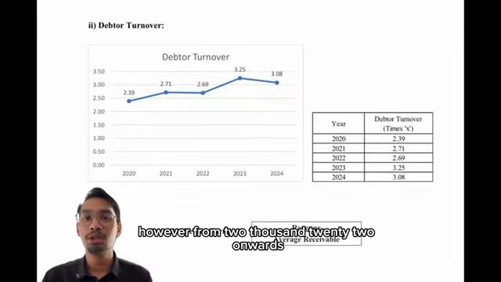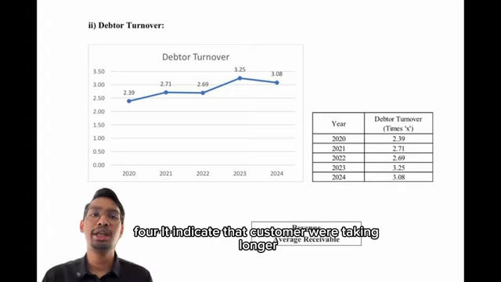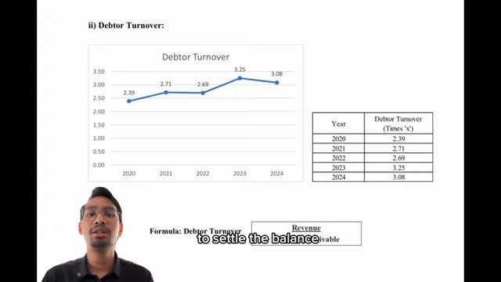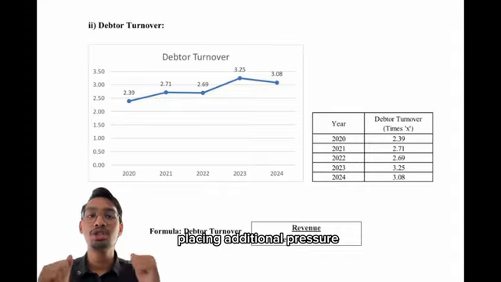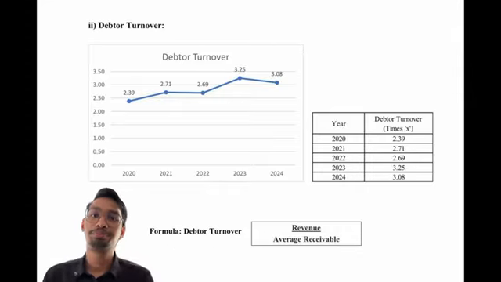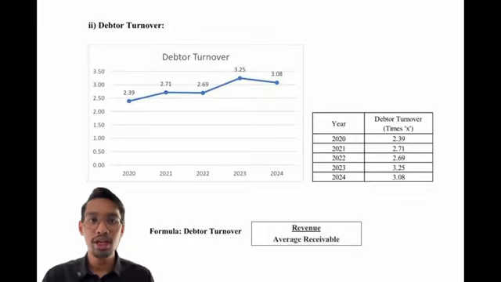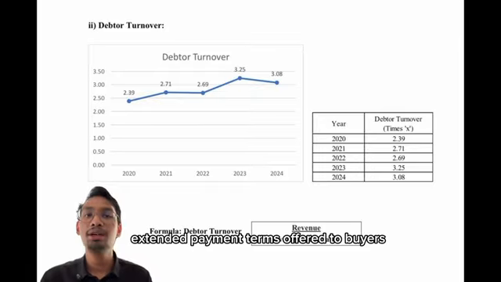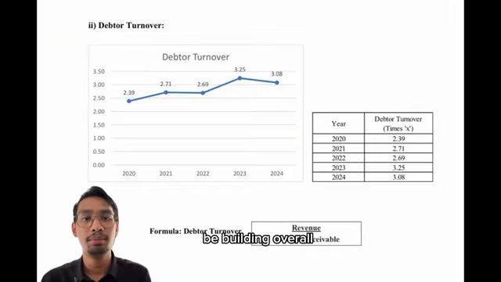However, from 2022 onwards, the debtor turnover ratio began to decline. This decline became more noticeable in 2023 and 2024. It indicates that customers were taking longer to settle the balance. As a result, the average collection period increased, placing additional pressure on the company's operating cash flow. The weakening debtor turnover may be due to softer market conditions, extended payment terms offered to buyers, or a higher proportion of sales involving projects with longer billing cycles.